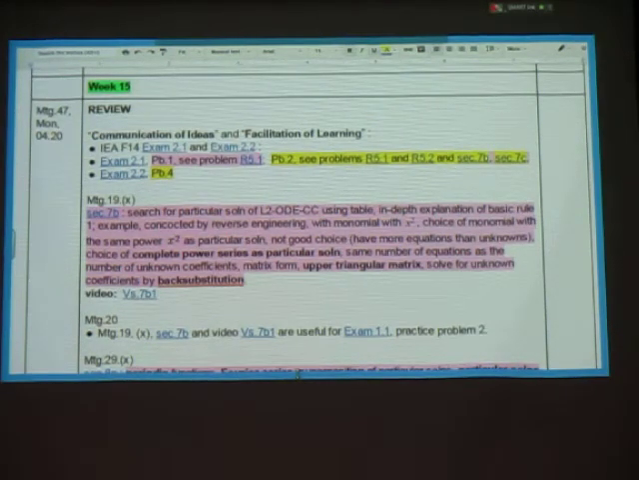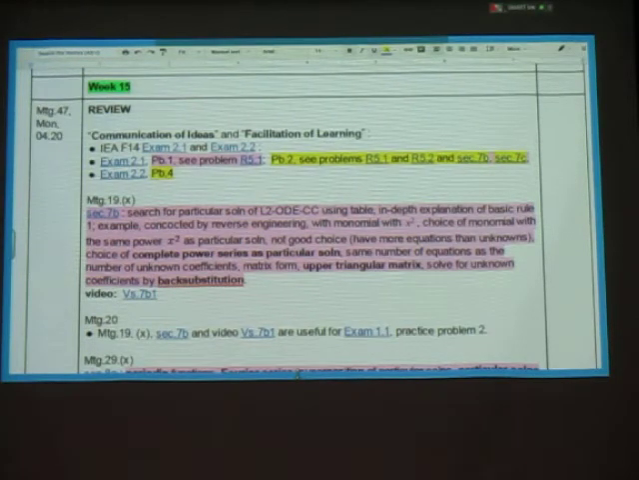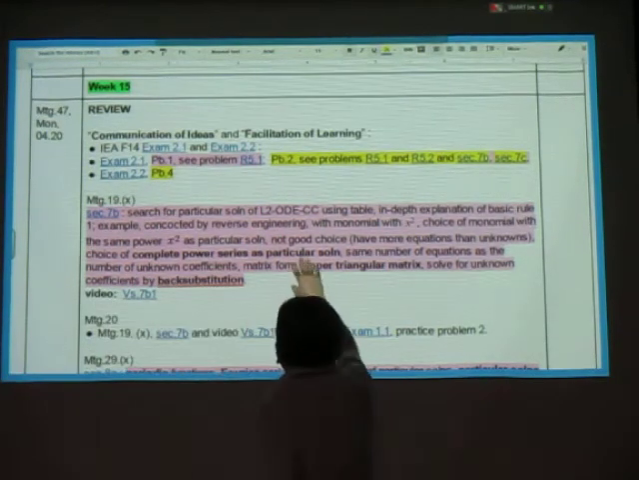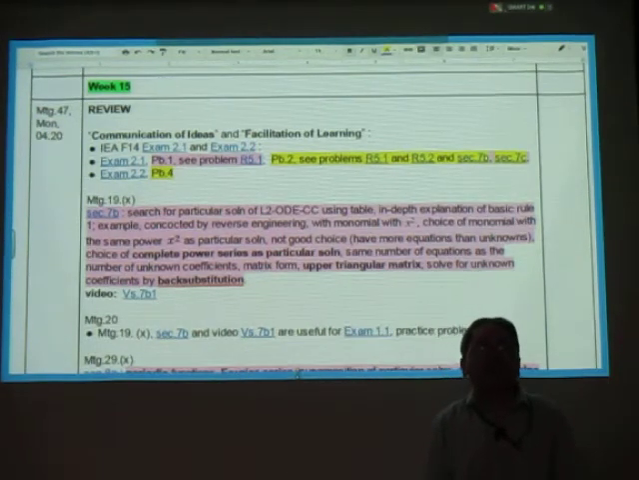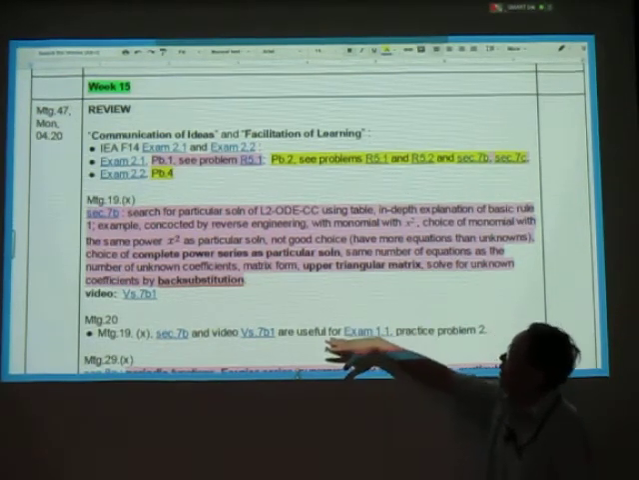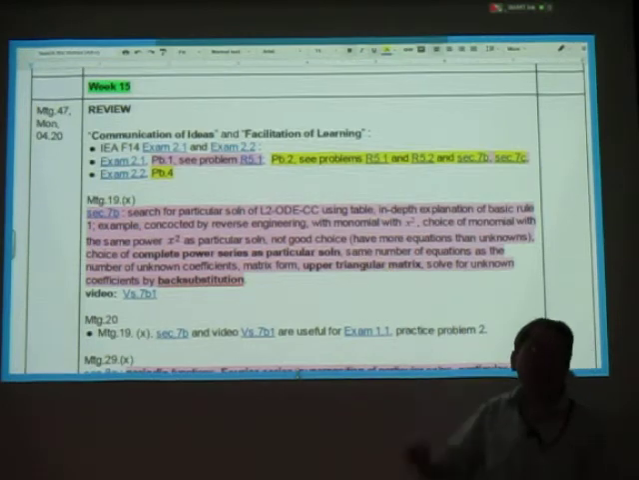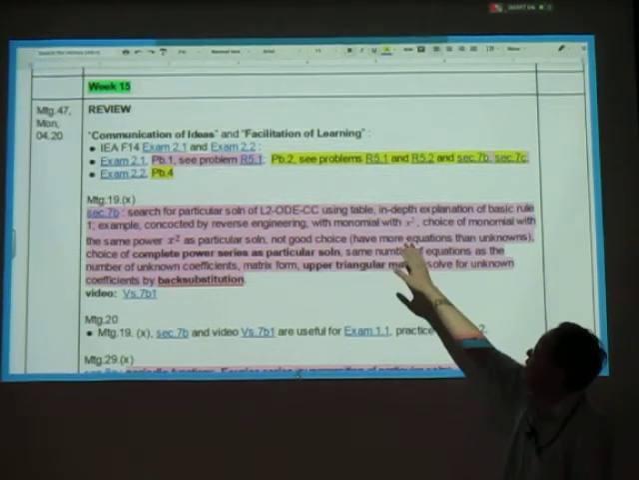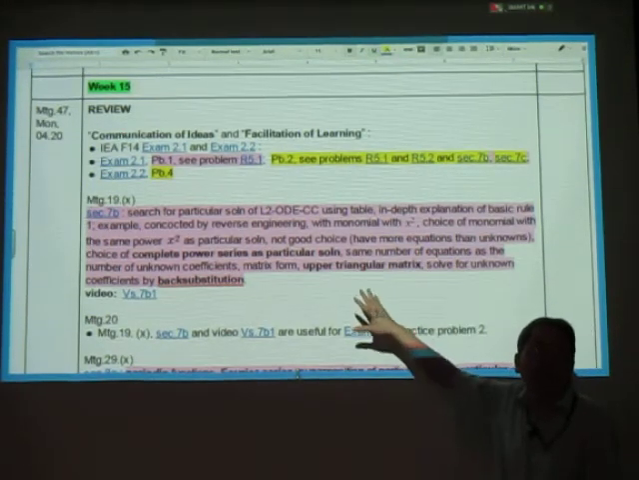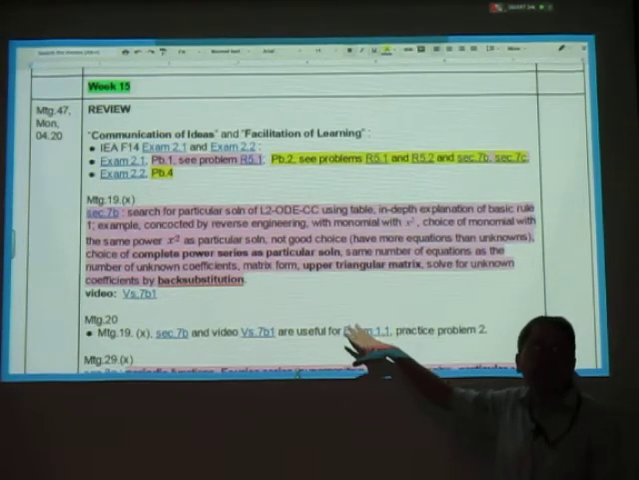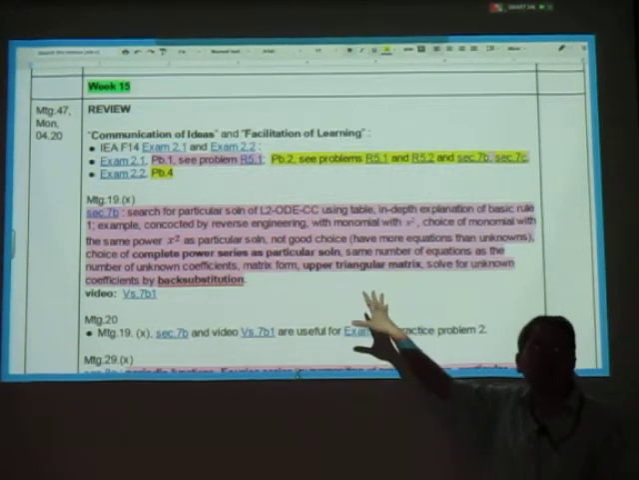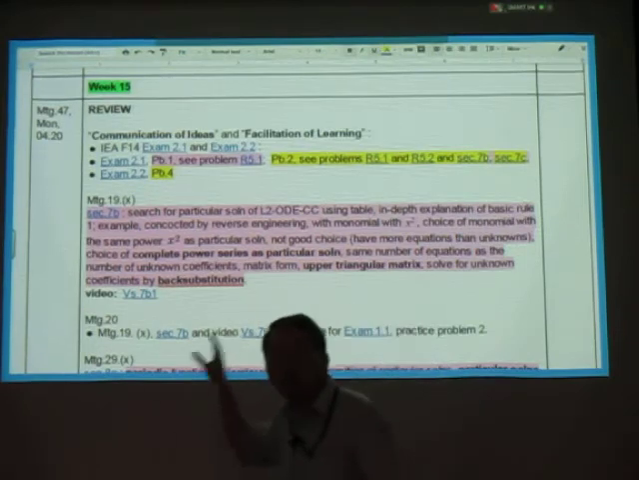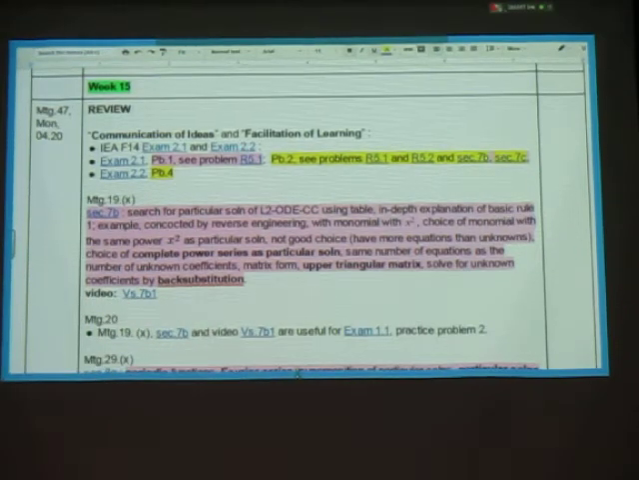Yeah, so you see, I not only provided the exam practice problem, but also listed here for your convenience, as good measures of communication of ideas and facilitation of learning, the sections and my handwritten notes related to the problem statement, okay? Related to the practice problem. So that way you would find everything in one place.